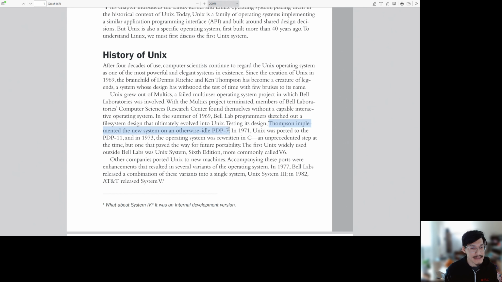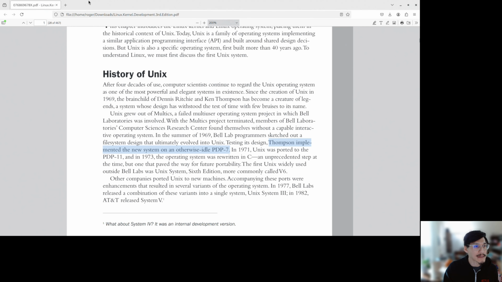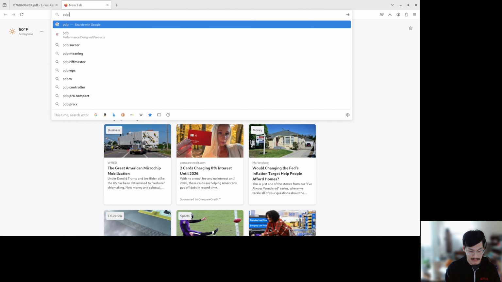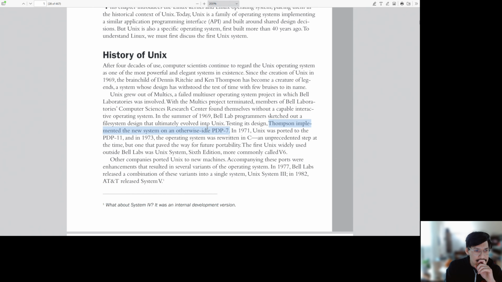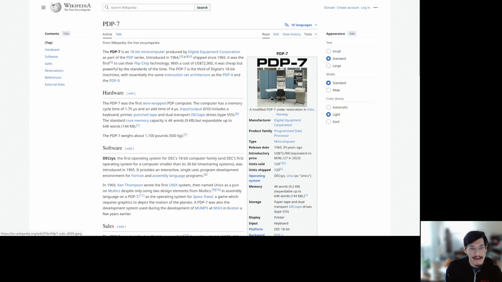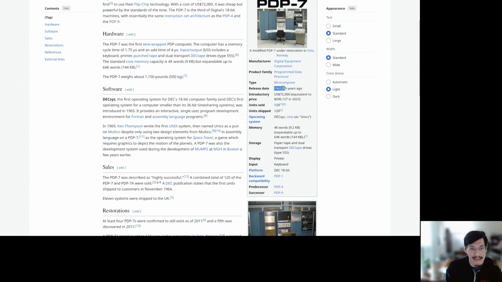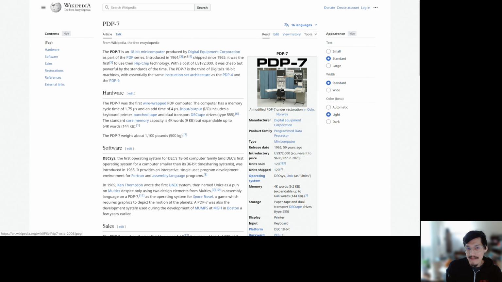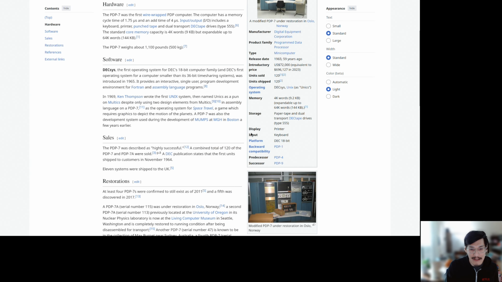So at this point, the PDP-7 was an older computer. What year was this? 1970, let's just say 1970. The PDP-7 was released in 1965, so it was already a 5-year-old computer, and I think it was also marketed as a budget one too. Yeah, it was cheap but powerful. So at this point, they were developing on an older computer, so it's not like they had a bunch of resources.